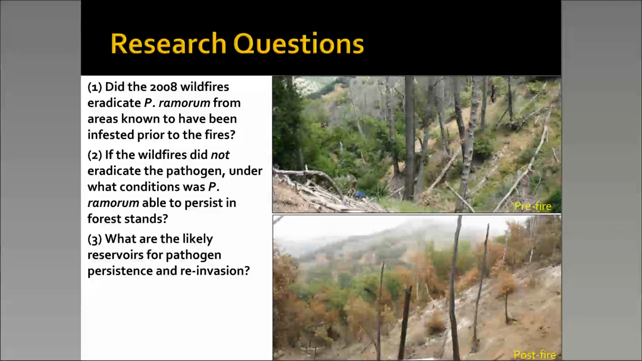Was this pathogen able to survive in areas that were known to be infested prior to the fires? And if the wildfires did not eradicate the pathogen, under what conditions was the pathogen able to persist in forest stands? And what are the likely reservoirs for pathogen persistence and reinvasion following fire?